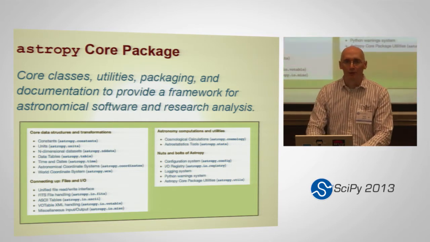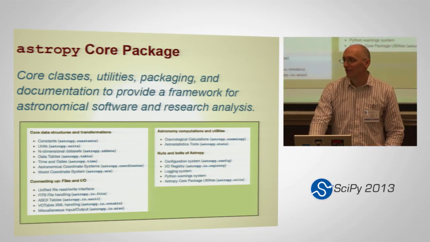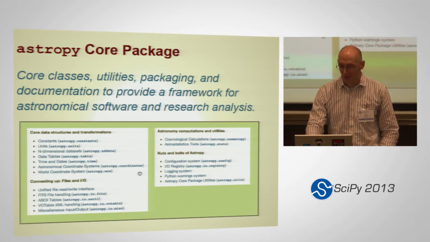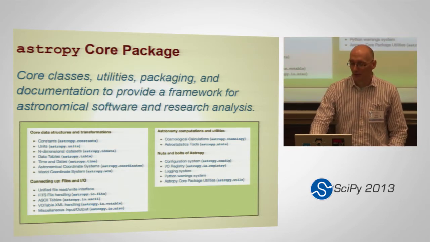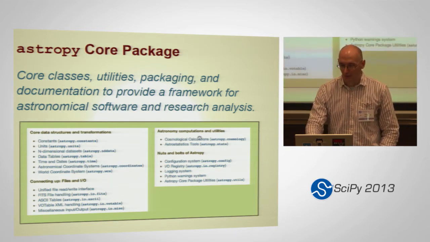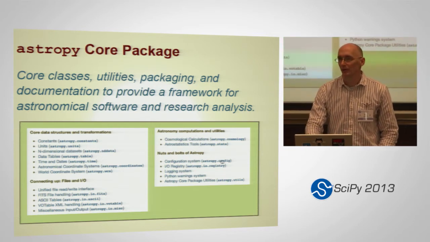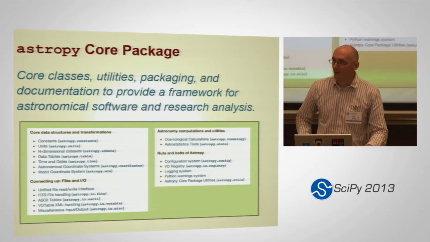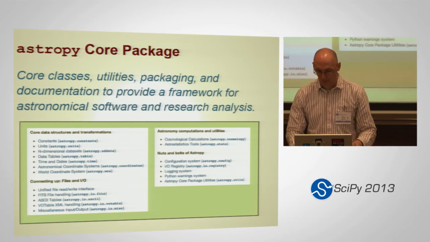Astronomy has a wonderful variety of file formats, and we want to make it easy for people to read those with no muss and fuss. So that's our connecting up. Then we have a part of the core which is really about computations and utilities, and this includes cosmology and then astrostatistics tools. These are a little bit less mature. And then finally the nuts and bolts, and these are things that are not really user-facing but really important for the development, including a configuration system, I/O registry, logging, Python warnings, and so on.